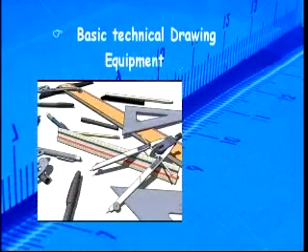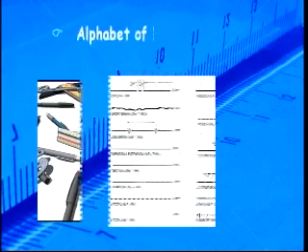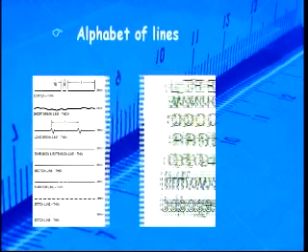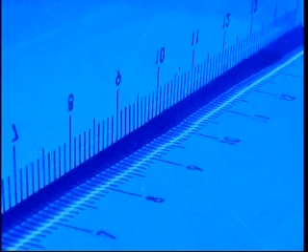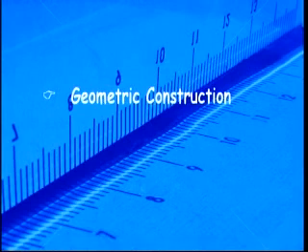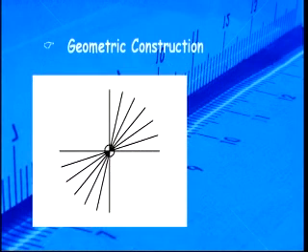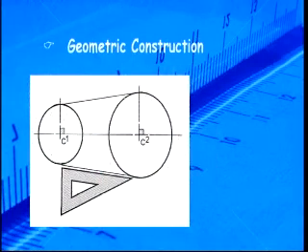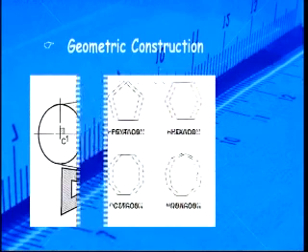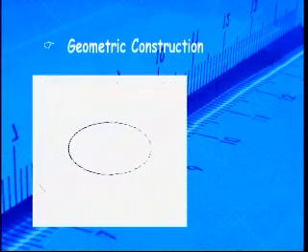Then, we'll get used to the technical drawing materials and instruments. Afterwards, we will practice the basics of technical drawing, which are the alphabet of lines and technical lettering. Later, we proceed to construct geometric shapes from simple elements like lines, angles, and circles to complex ones like tangency, polygons, and an ellipse.